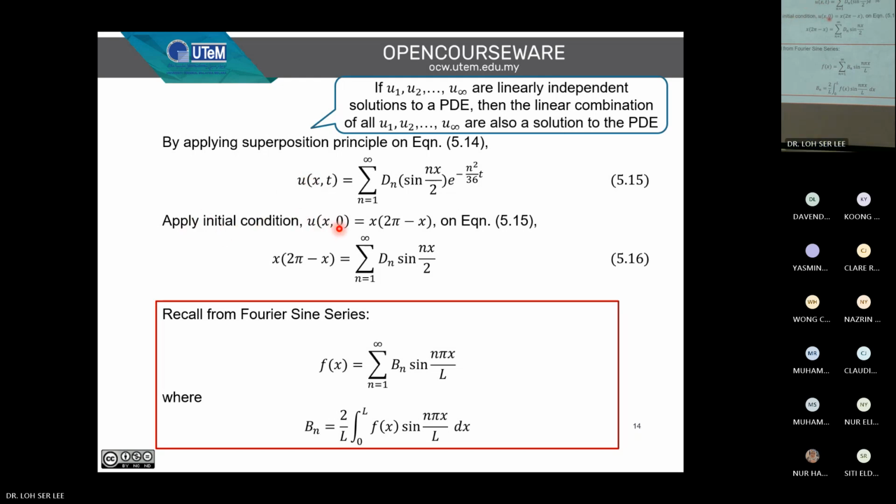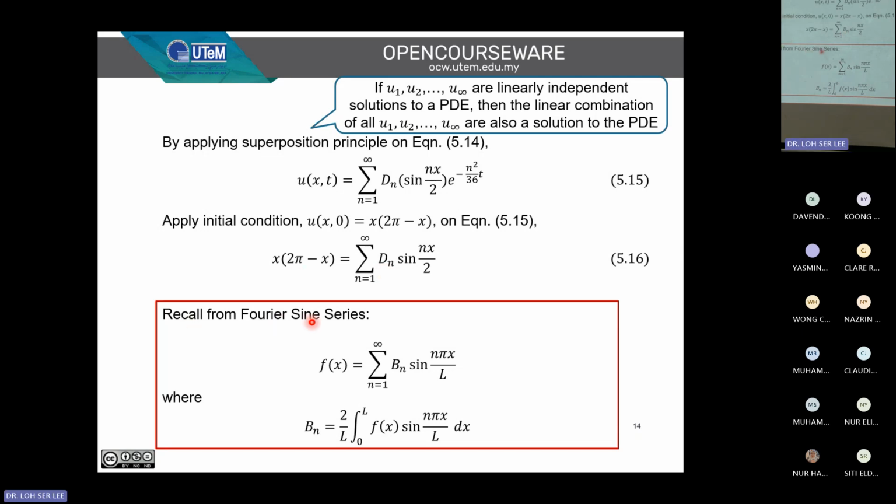Initial conditions. When t is 0, this is given. What happens to this one? E0 is 1. So you have only Dn and sine function. And this one will be this one, right? Yes. Then you get this. So what do we want to find now? Dn. We want to get the Dn.